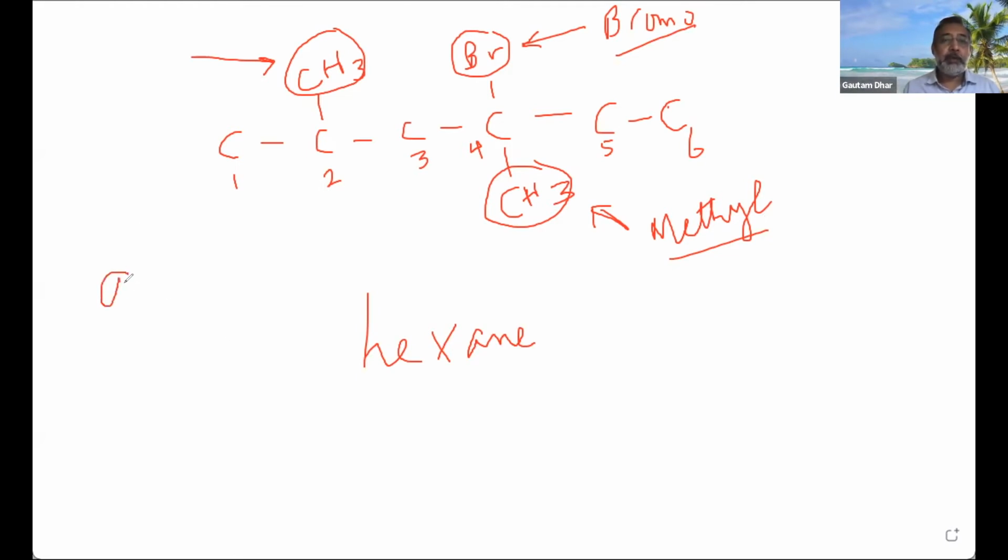So alphabetical order: bromo comes first because of B, right? You have a B here, B comes first, and then will come M. So where is the bromo? 4-bromo. We put a hyphen, so numbers and words are separated by a hyphen. 4-bromo.